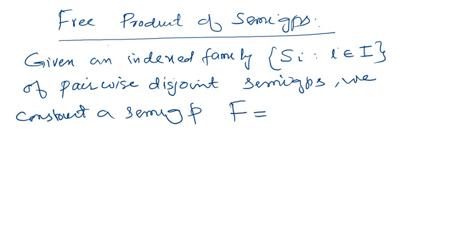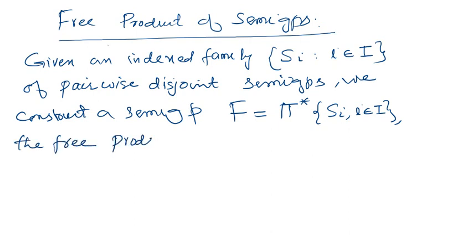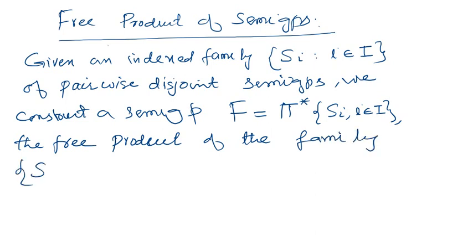और इसकी ये notation भी product then star of Si, i in the index set I. Okay, this is the notation for that semigroup. It's called the free product of this family of pairwise disjoint semigroups, the family Si, i in the index set I.